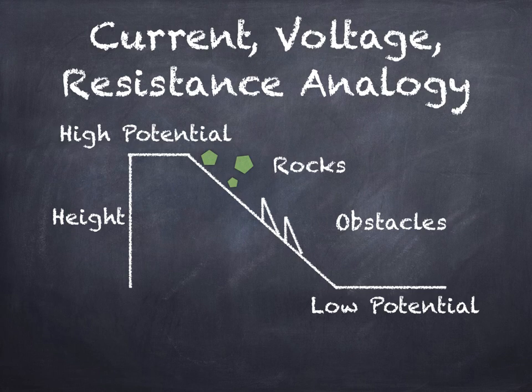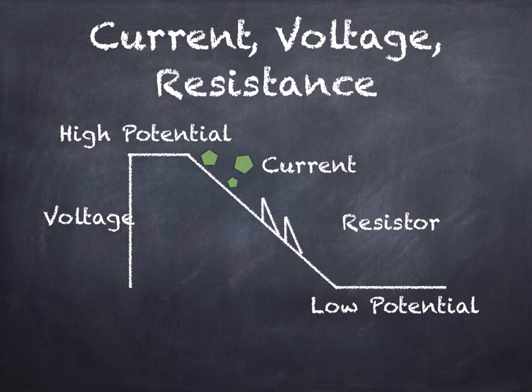Let's look at the real thing. Here we're going to talk about current, voltage, and resistance. Same as before, we also have high potential and low potential. Rather than having rocks, now we have what's called current. So the current is like the rocks rolling from high potential to low potential. In the river analogy, some people say that current is the current of the water flowing from a high potential to low potential. It doesn't really matter. All you have to know is that there are things flowing down from high potential to low potential and not the other way around. For obstacles, we now name them resistors.